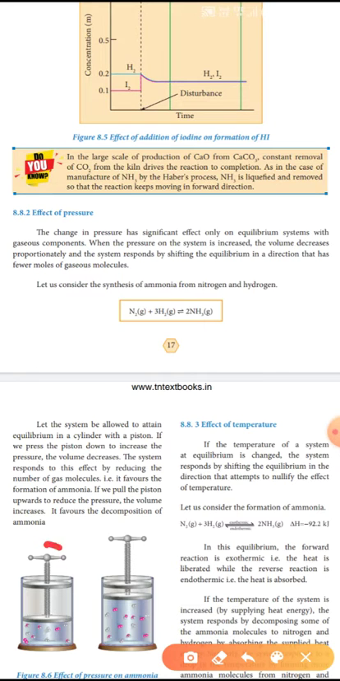If we press the piston down to increase the pressure, the volume decreases. The system responds to this effect by reducing the number of gas molecules, so the formation of ammonia is favored.